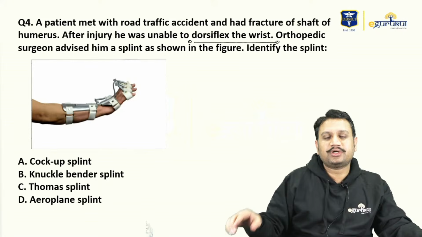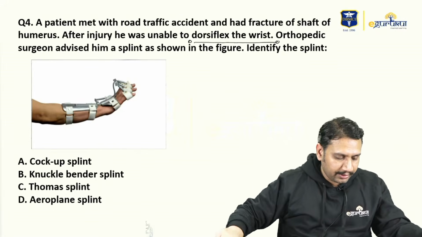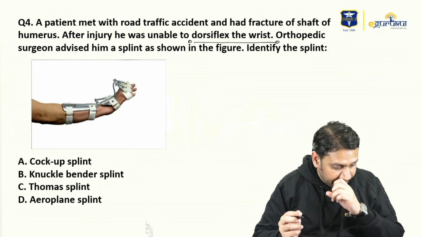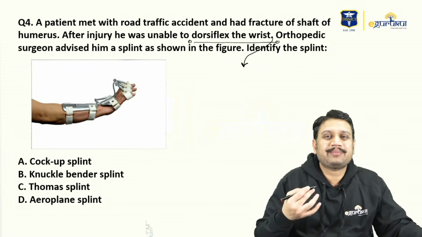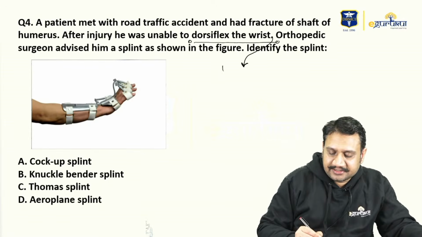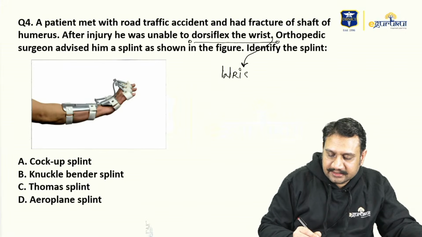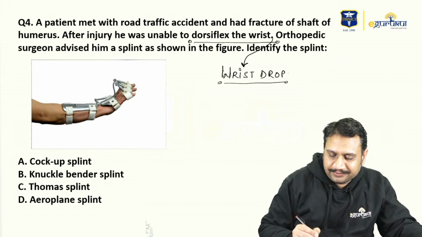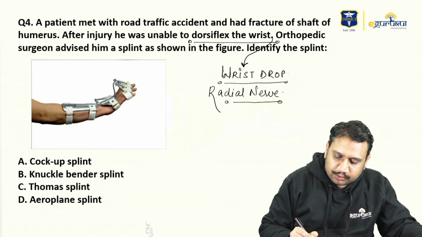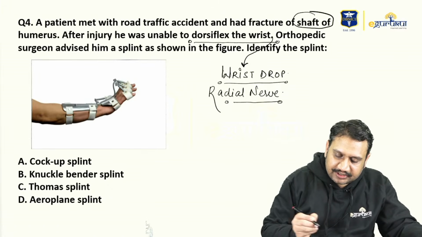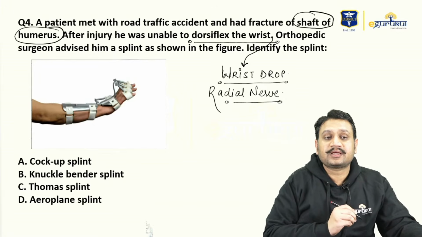So when the patient is not able to do the dorsiflexion, what are they pointing to? If dorsiflexion of the wrist is not possible, what the question is trying to tell you is that the patient is suffering from wrist drop. And wrist drop occurs because of which nerve? It occurs because of involvement of the radial nerve. And the radial nerve is injured most commonly in the fracture of which bone? It is the fracture shaft of the humerus. Right? That is given to us.